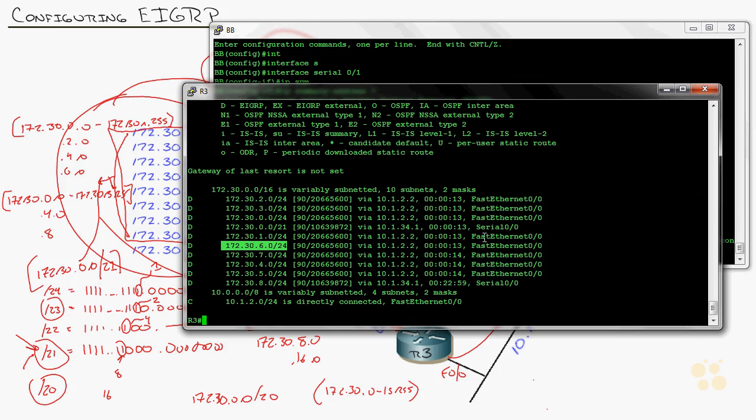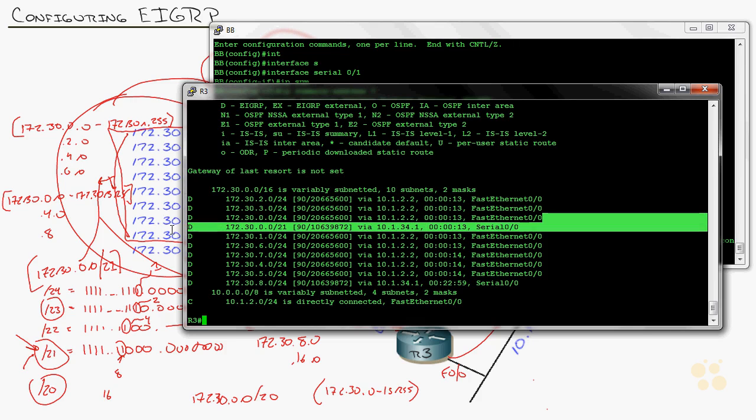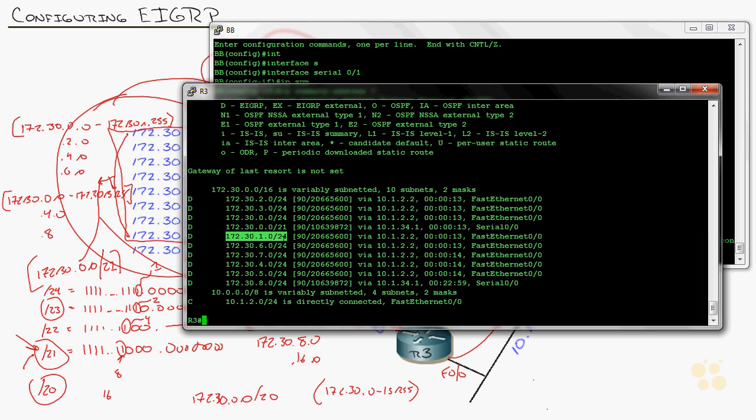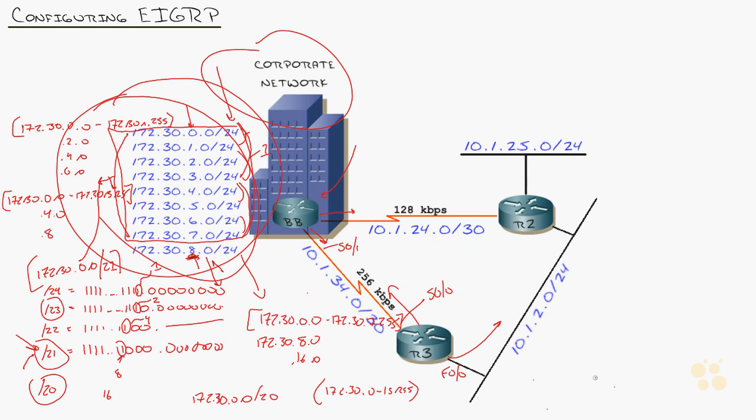Okay, so let me sum this up. Here's the fact. We've got our summary route now. It's not even being used. Why? Because when it comes to routing, the more specific subnet mask always wins. So router 3 is actually now going to take a less efficient route because router 2 doesn't have that. We didn't go and advertise a summary over here. So he's getting all the more specific ones.